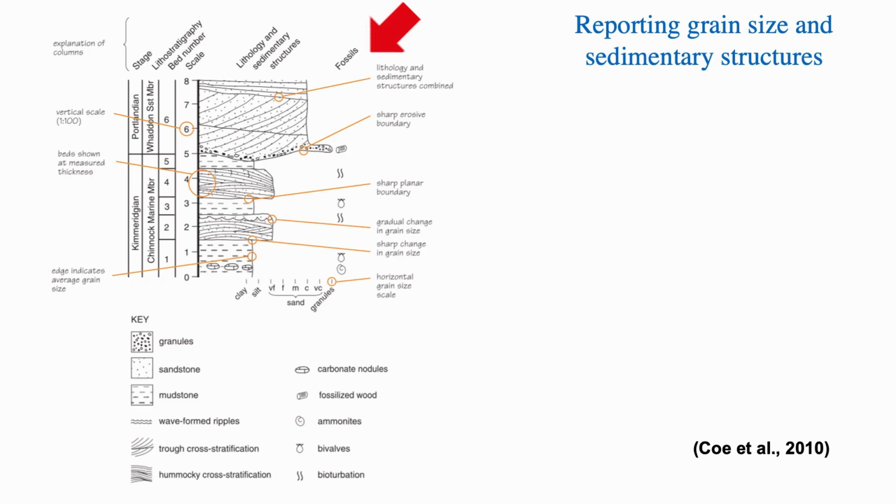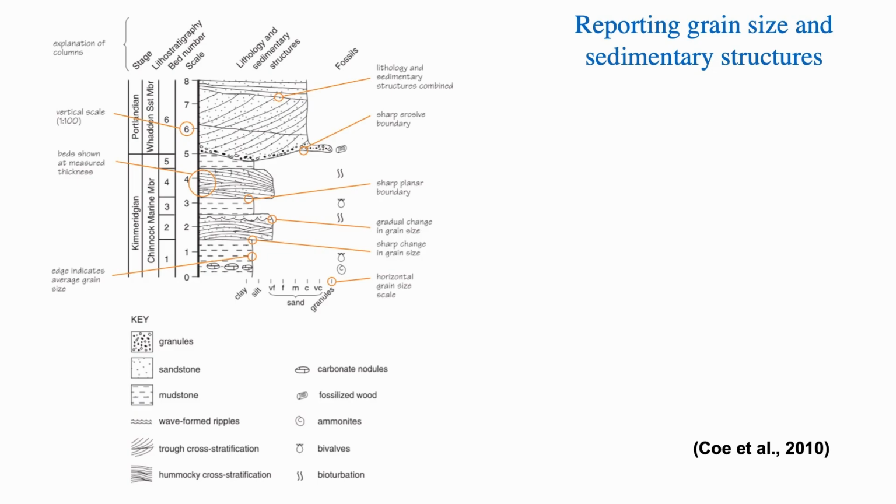Which is also important is to indicate the key. What do those symbols mean? And so on a graph, you always want to have a key so that your reader can essentially interpret your log as well as they can.